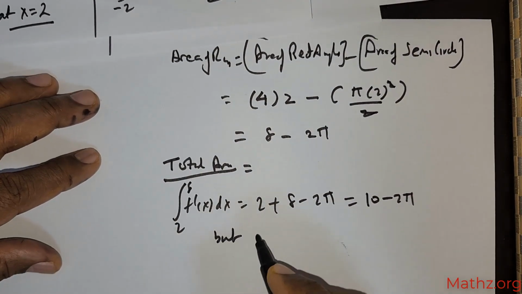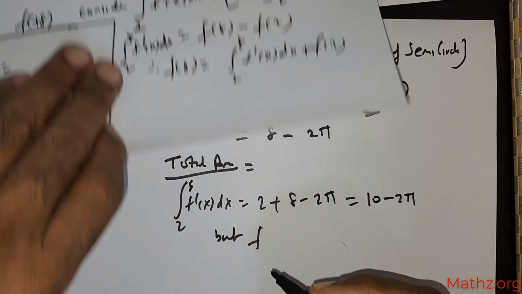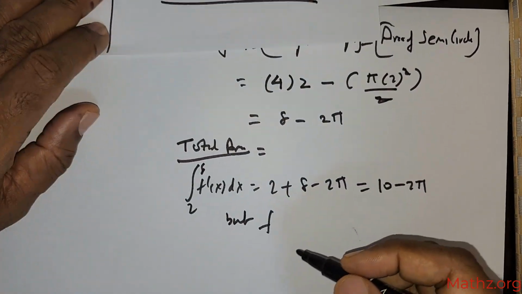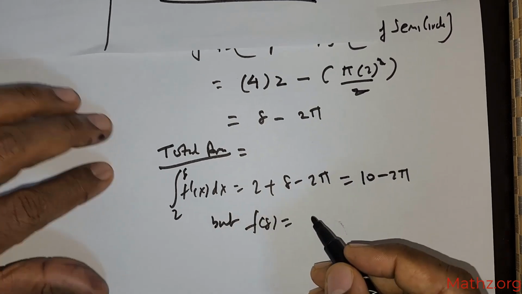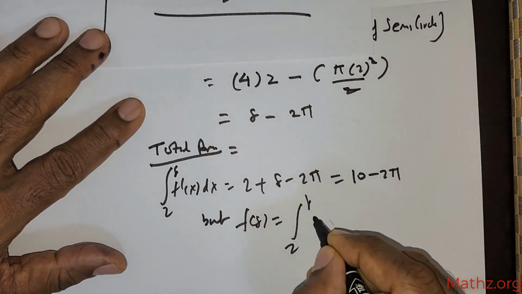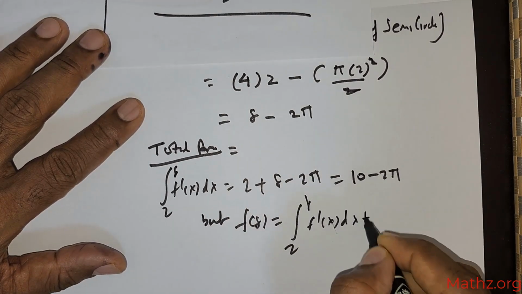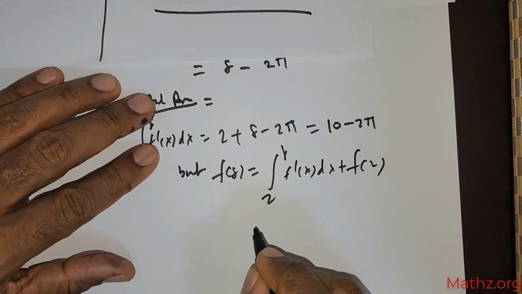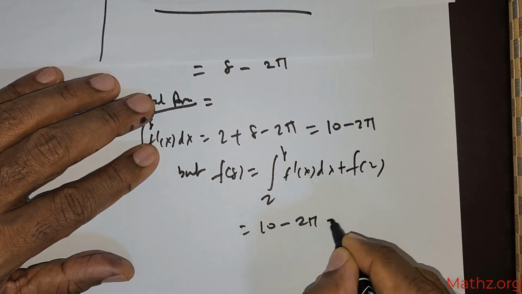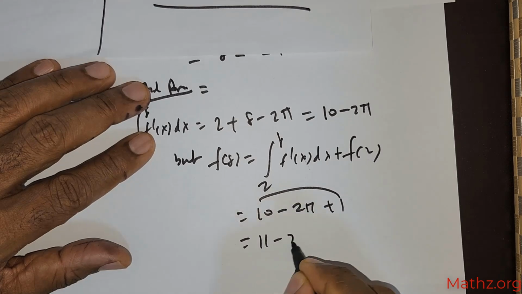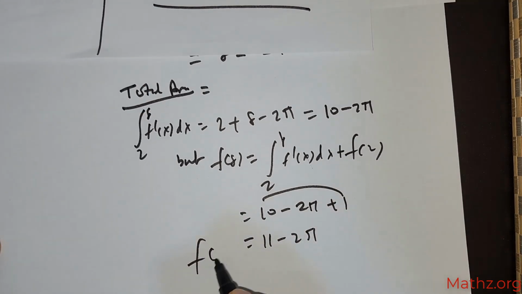But we need f of 8, right? So f of 8 is this formula. Therefore f of 8 is equal to the integral from 2 to 8 of f dash of x dx plus f of 2. This is 10 minus 2 pi plus 1, which is going to be 11 minus 2 pi. Now this is my f of 8.